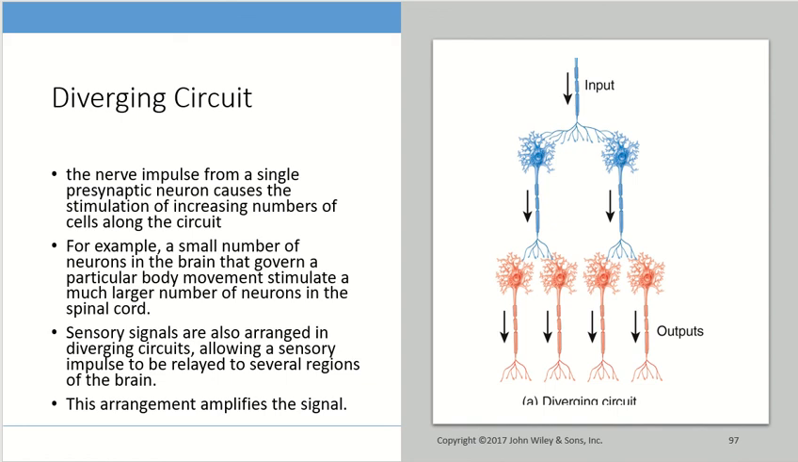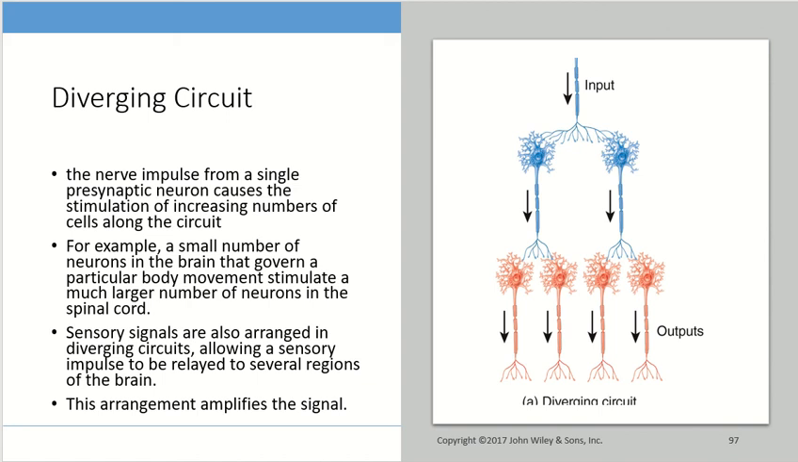Next, we have the diverging circuits. This is when a nerve impulse from a single presynaptic neuron causes the stimulation of an increasing number of cells in the circuit. So one neuron is going to stimulate two, which stimulate a few more, on and on. For example, a small number of neurons in the brain that govern a particular body movement are going to stimulate a much larger number of neurons in the spinal cord.